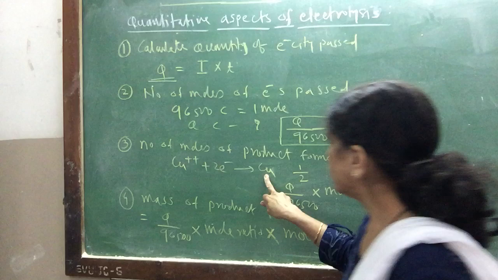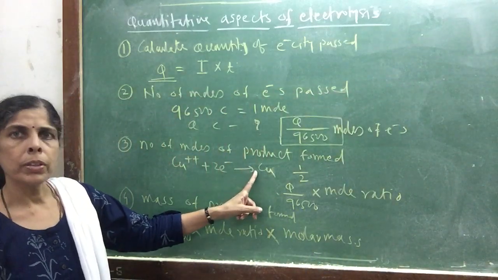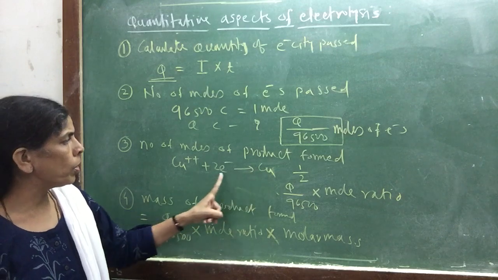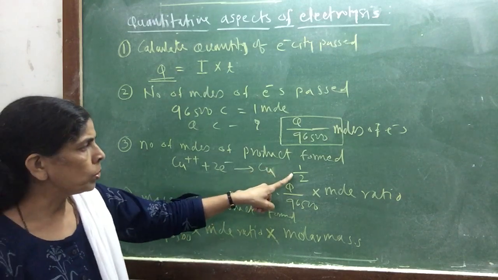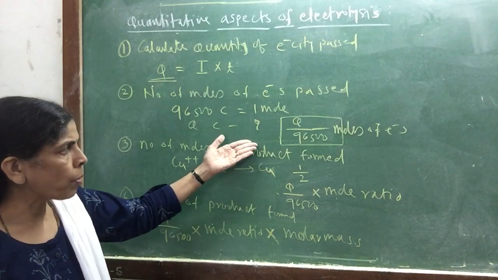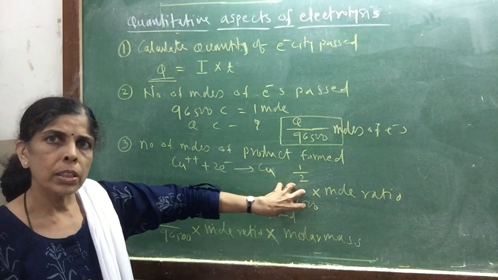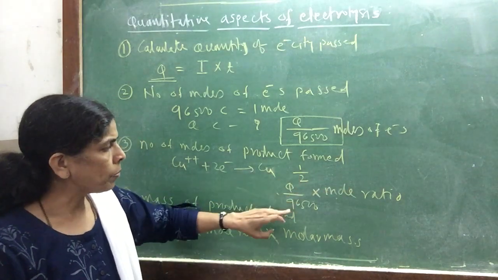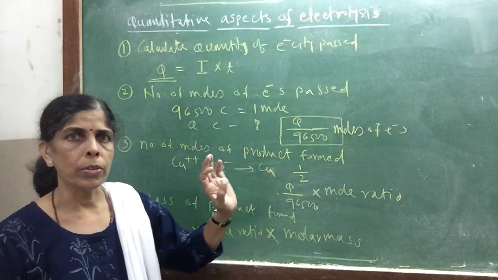And the mole ratio is the ratio of the number of moles of products formed upon the number of moles of electrons passed. In this case it is 1 by 2. And the number of moles of products formed is equal to the number of moles of electrons passed into the mole ratio. So Q upon 96500 into the mole ratio for the particular reaction.